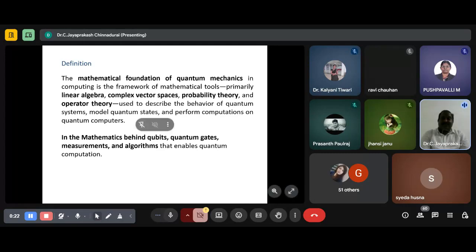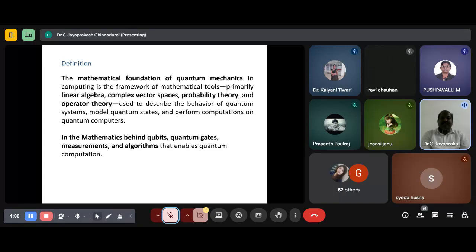The definition of this one: the mathematical foundation of quantum mechanics in computing is the framework of mathematical tools, primarily linear algebra, complex vector spaces, probability theory, and operator theory, that is used to describe the behavior of quantum systems, model quantum states, and perform computations on quantum computers. That is the definition. How we are using linear algebra, complex vector spaces, and probability theory in quantum computing, we'll discuss that.